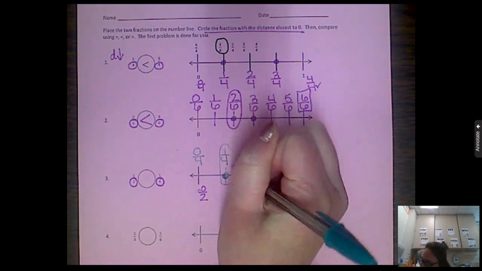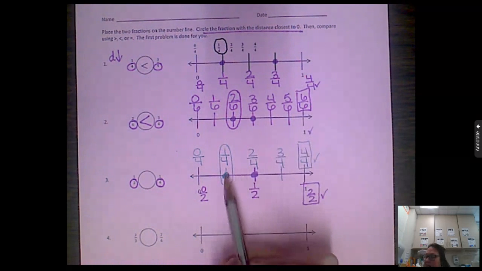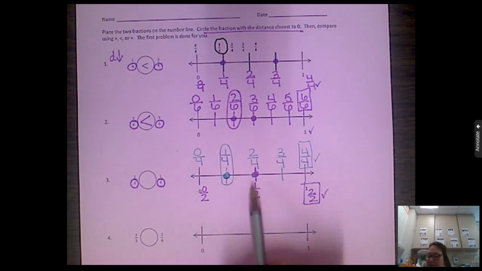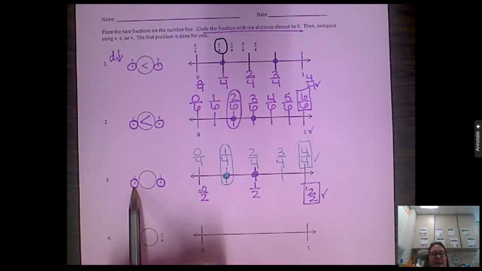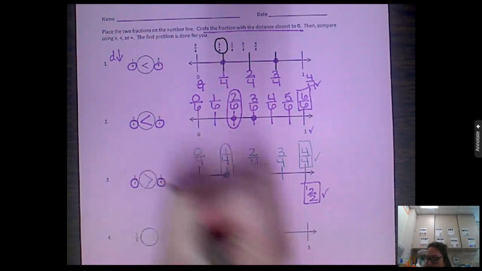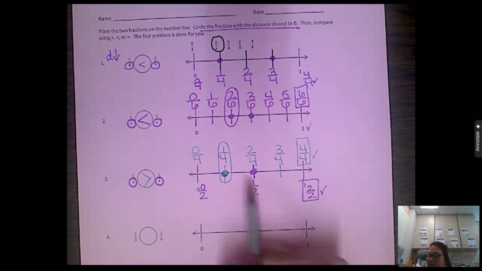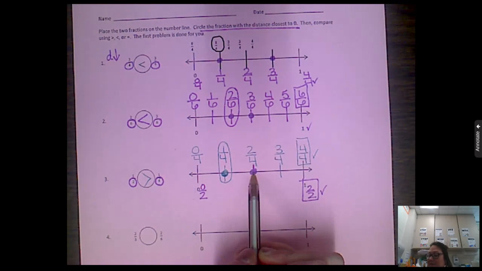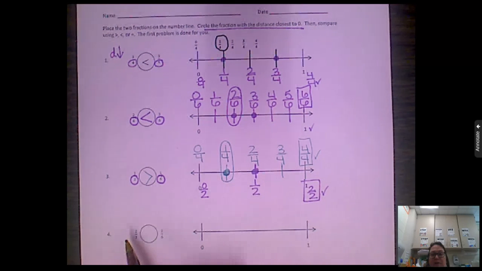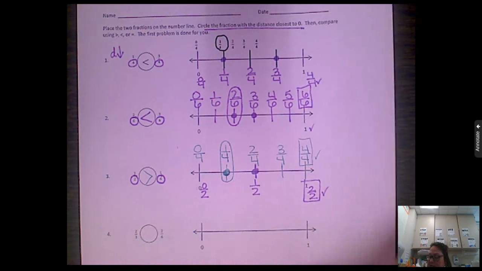It's closest to 0. So that means that 1/4 is less than 1/2. But let's look here. The first one they have here is 1/2. So that means 1/2 is greater than 1/4, right? Since 1/2 is closer to 1 whole, that means that 1/2 is greater than 1/4. What do you think?